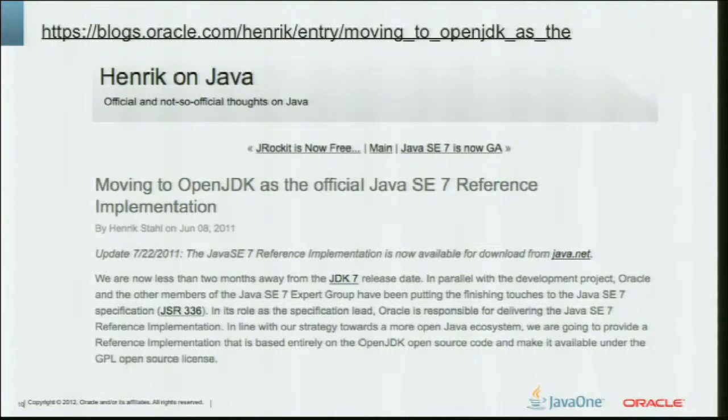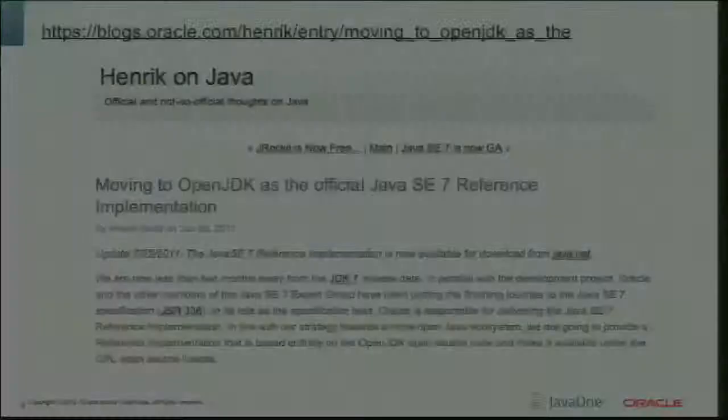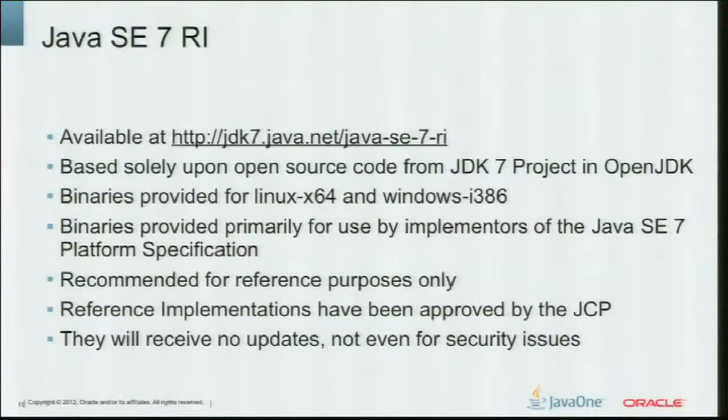And as you can see, the first line up there, that actually happened, right? So when Henrik says things are going to happen, they happen. So about a month later, we published the Java SE 7 reference implementation for download on java.net. And we published it on jdk7.java.net, the Java SE 7 RI reference implementation. And this one is based solely on all this open source code that the JDK 7 project accumulated over its couple of years' existence. And there are, of course, binaries for Windows and for Linux.